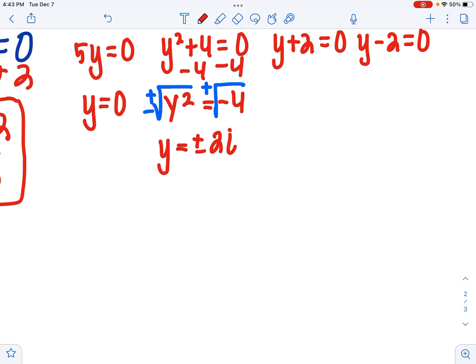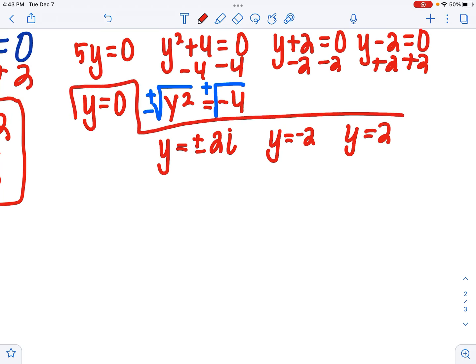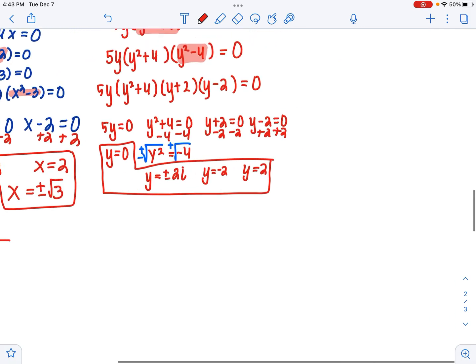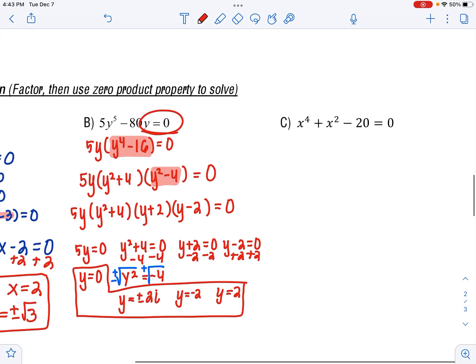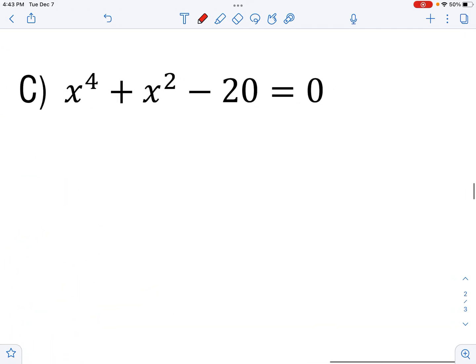I'm assuming you guys have learned imaginary numbers already. I'm not positive, though. Subtract 2 from both sides. You get y equals negative 2. And add 2 to both sides, and you get y equals positive 2. Now, if you guys didn't learn imaginary numbers yet, then you wouldn't include imaginary answers. If you have, then you do. I'm assuming you did. I'm almost positive.